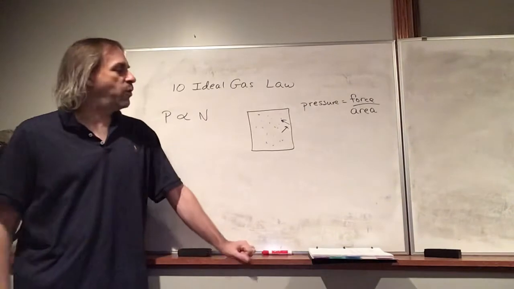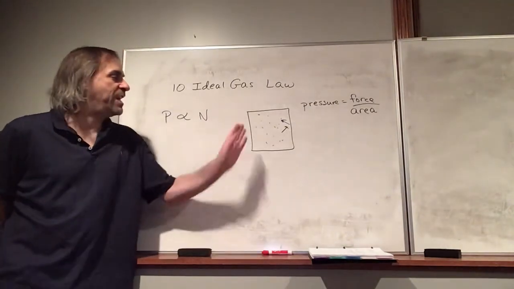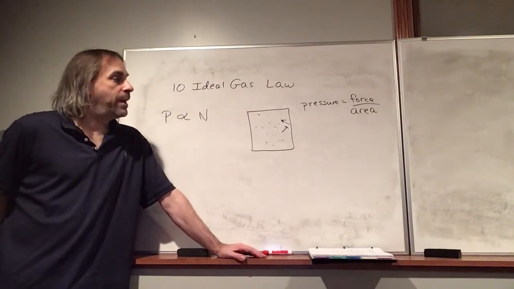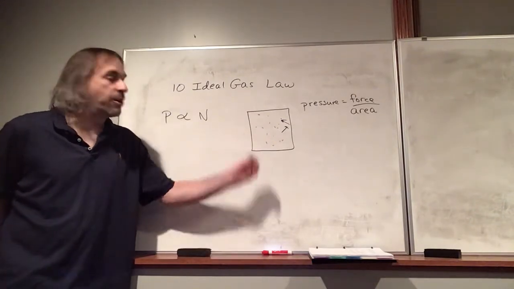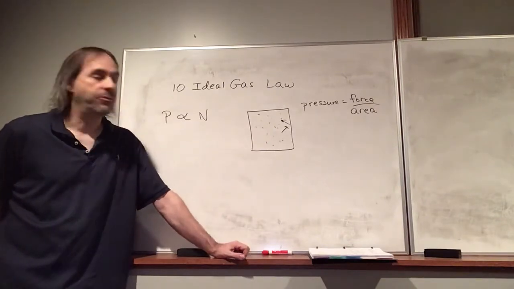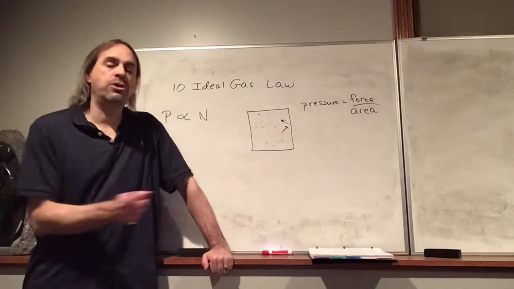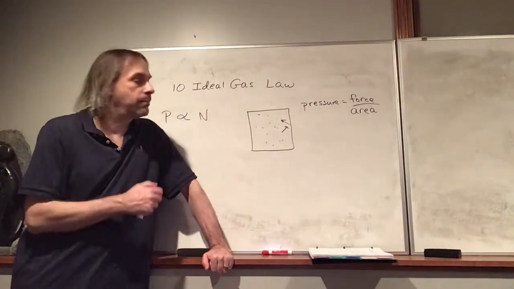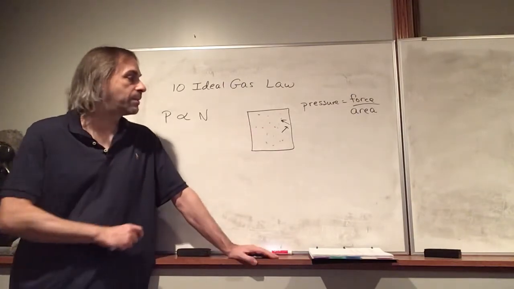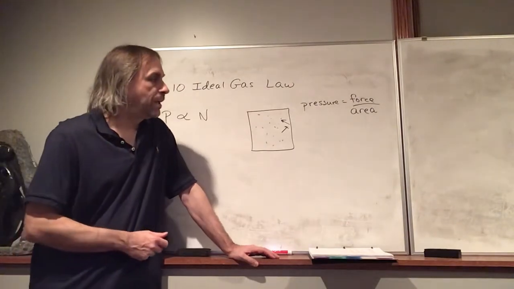Now what if we change the temperature of this gas? Well, we know that the hotter the gas, the more rapidly these molecules are moving around. And if they're moving faster, they're going to hit the walls harder. They're also going to hit the walls more often, because they're moving faster, they'll be bouncing around more quickly, with more collisions. And so that's definitely going to affect the pressure.